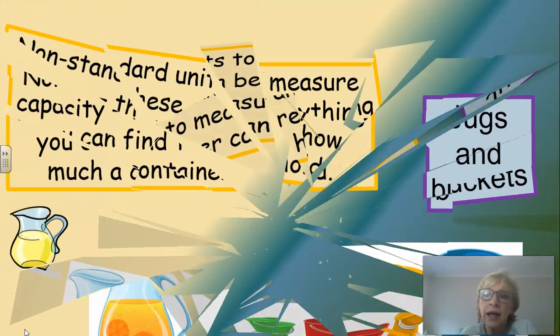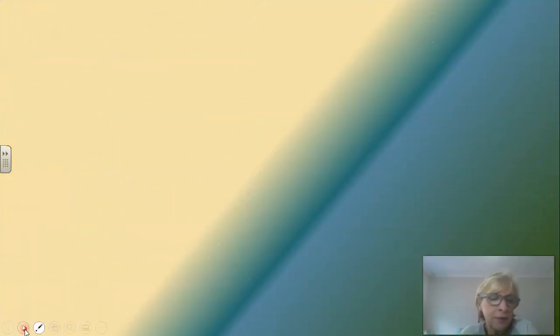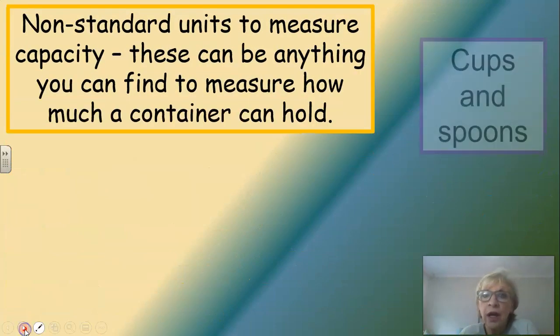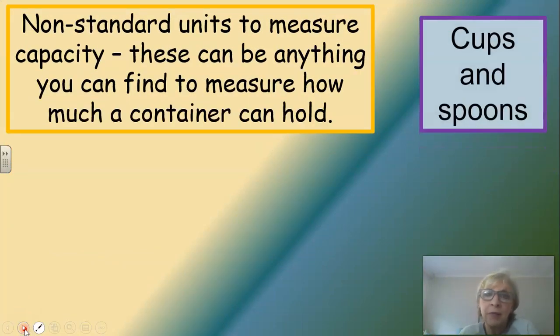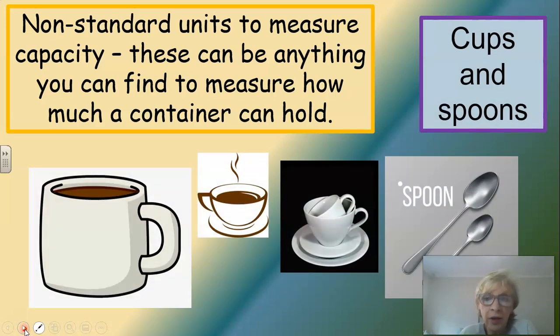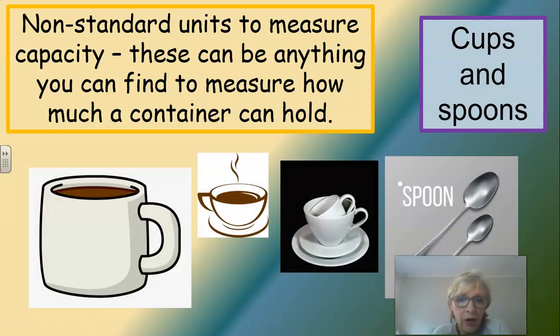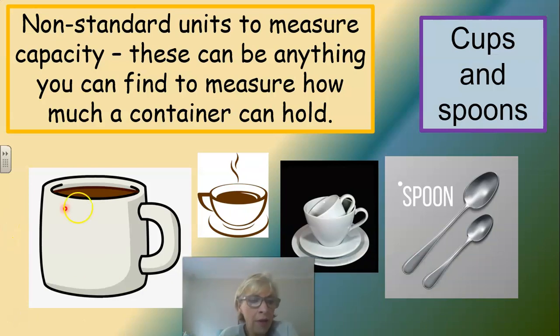Now, after looking at jugs and buckets, we're going to look at some more non-standard measuring units, like cups and spoons. Have a good look at that, grade 3. You can see that here we have a large coffee cup and a small teacup, two different size cups, and two different size spoons.